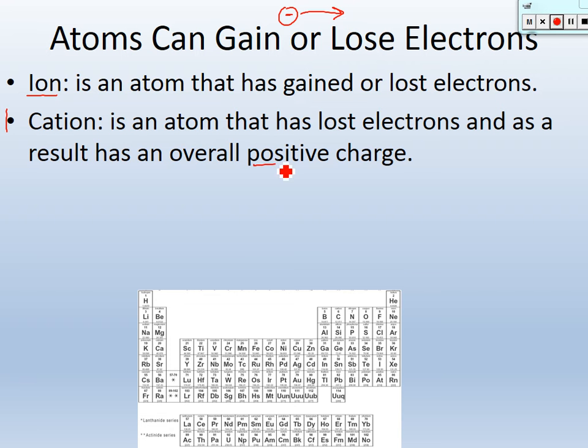Why do you have a positive charge? Because you lost one of those. Did you lose any protons? No. But if you lose an electron, now you have more protons than electrons, so you have a positive charge. Does that make sense?